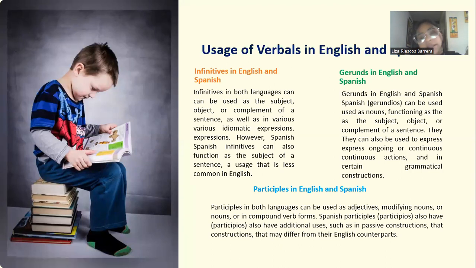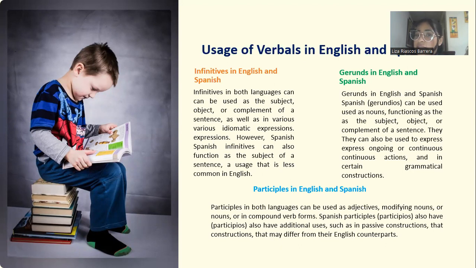Usage of verbals in English and Spanish. Infinitives in English and Spanish: in both languages, they can be used as the subject, object, or complement of the sentence, as well as in various idiomatic expressions. However, Spanish infinitives can also function as the subject of the sentence, a usage that is less common in English.